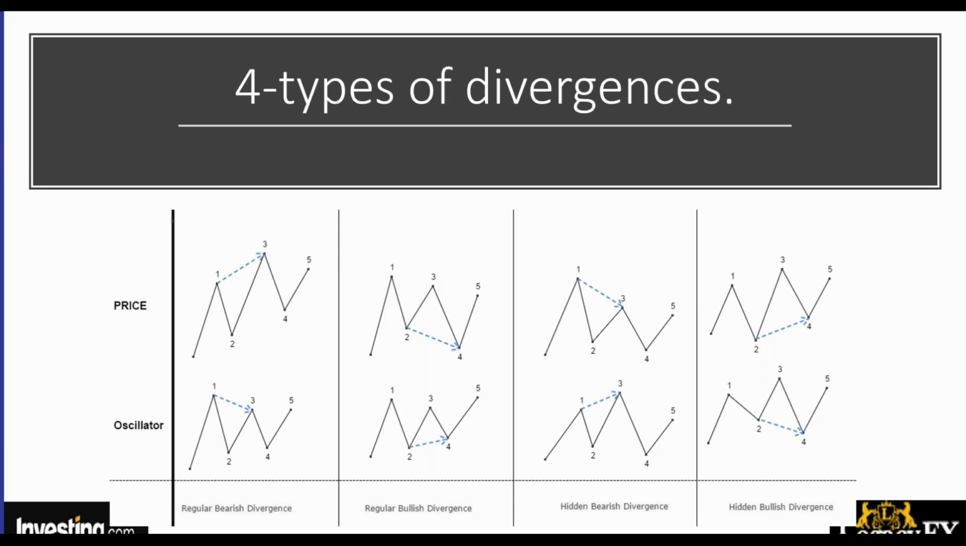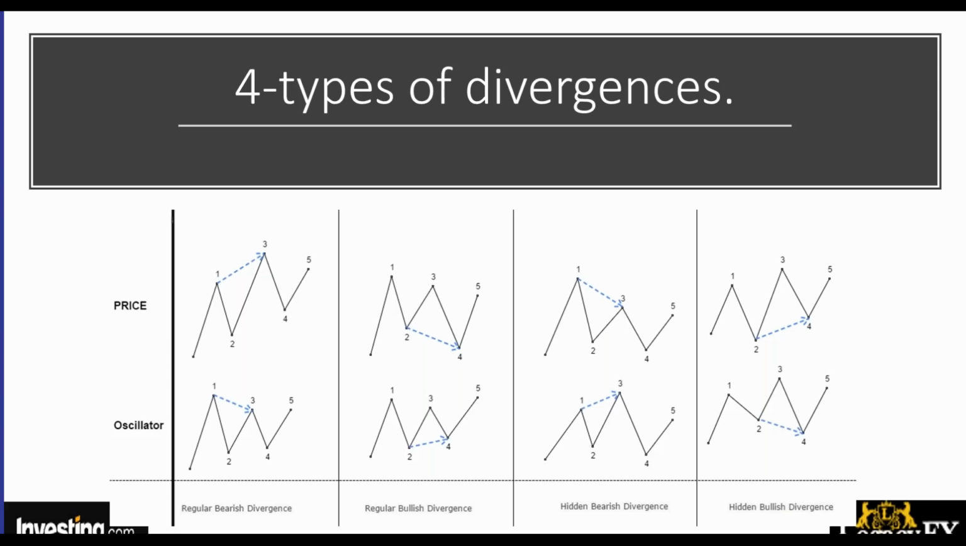So the four types of divergence: regular bearish divergence occurs when the price is moving up and the oscillator is moving down. Regular bullish divergence happens when price is moving down and the indicator is moving up. So if price is moving down, that means it's moving into a downtrend, and the indicator is making higher highs while the price is making lower highs. Hidden divergence gives us the opposite of each other also, in the opposite directions.